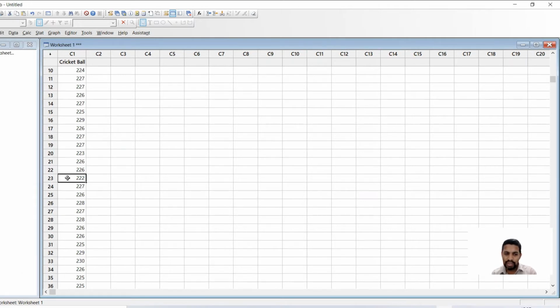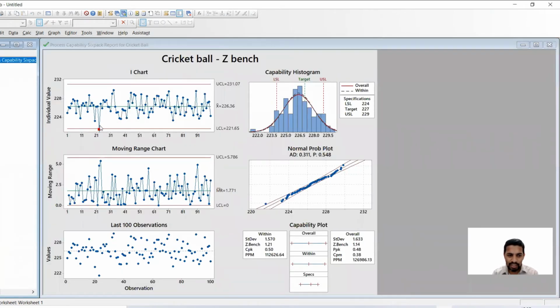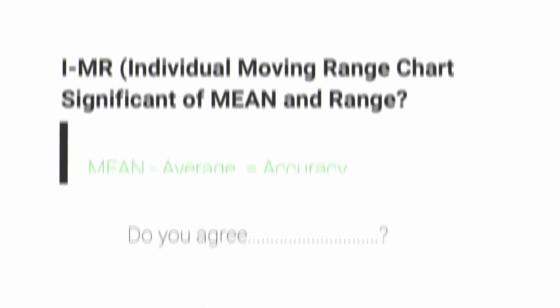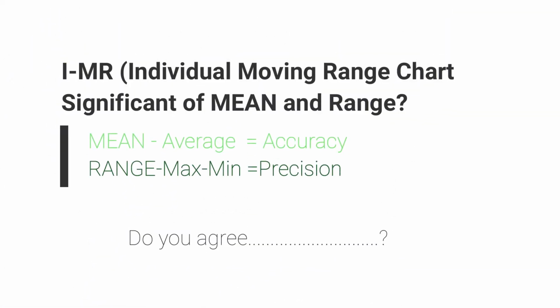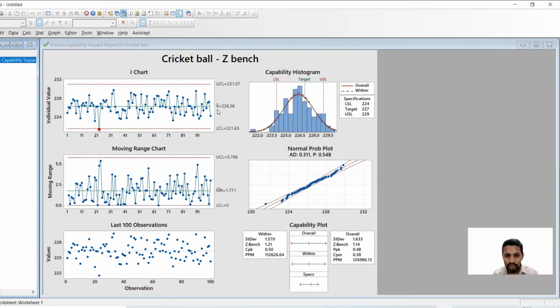So 2.2 is outside the limit, so it is identified as the outlier. So this is the outlier here. On the range side, this is the moving range, this is the individual moving range. Whatever the values, they have been plotted, and the overall value is 2.6, right? The overall grand average of this entire one is 2.6.